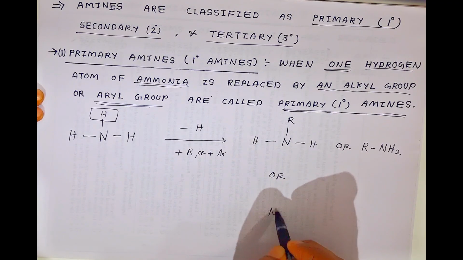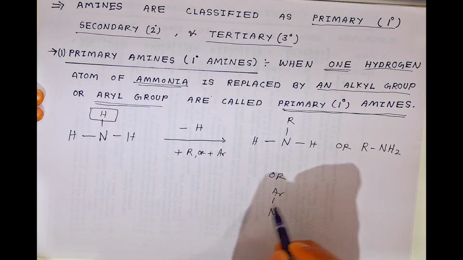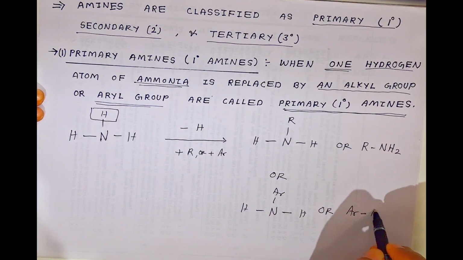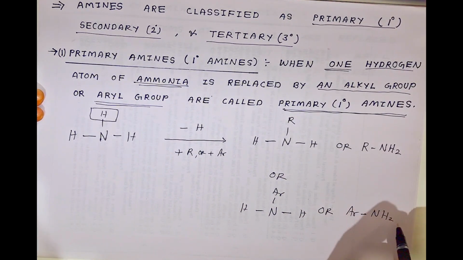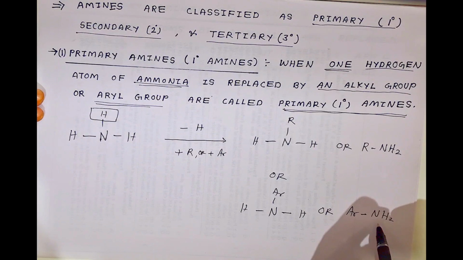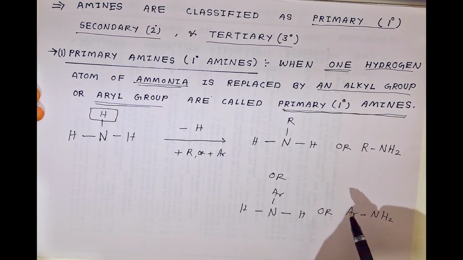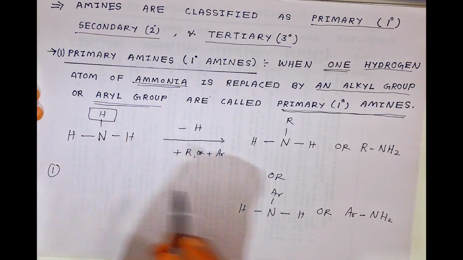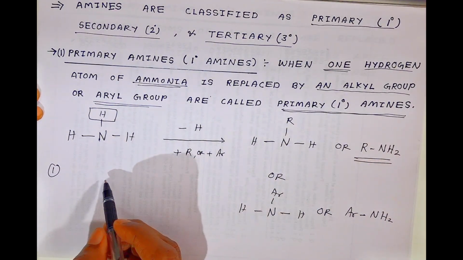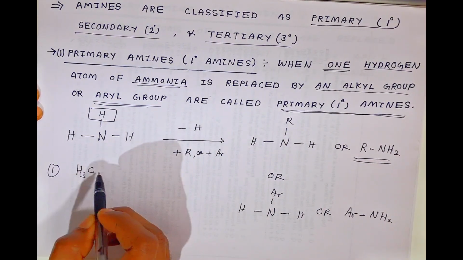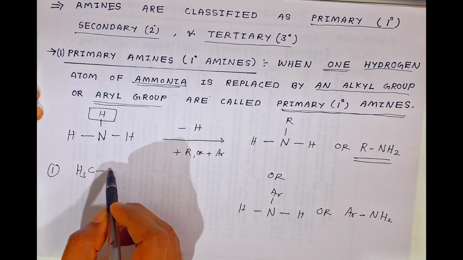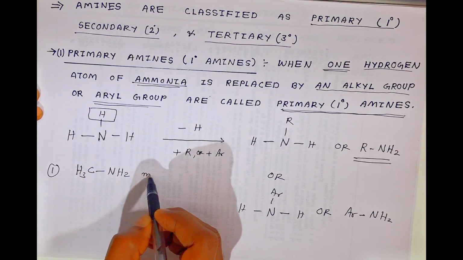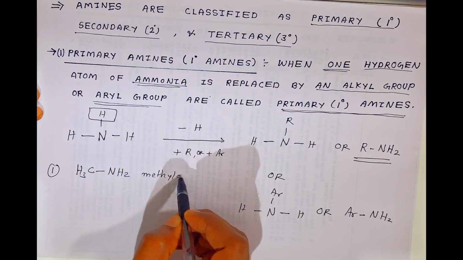Say for example, students, here you can represent with Ar, or you can also write ArNH2, that is aryl group. An aromatic ring is attached to the nitrogen of this ammonia. So this is called primary amines. Okay students, you can also write examples. For this first example, students, if it is alkyl you can write CH3. This is methane, one methyl is attached to the NH2. So this is called methylamine. This is the example, students, methylamine.